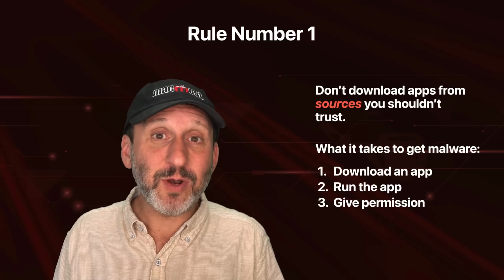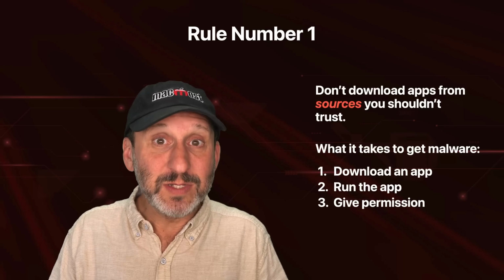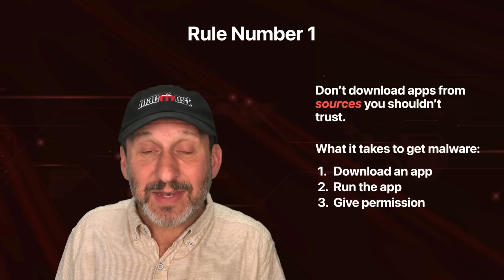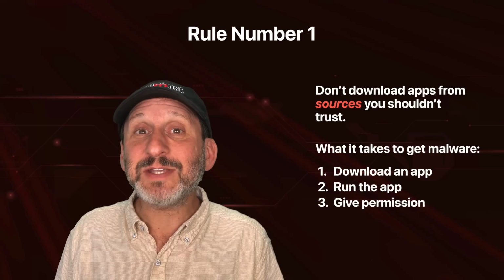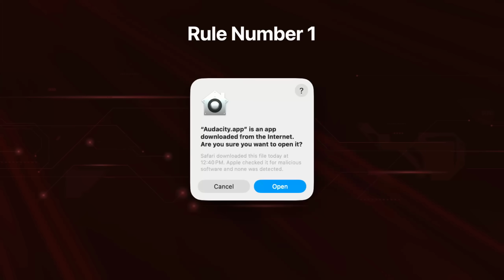To get malware on a Mac, you have to go through at least 3 steps. You've got to download that software, you've got to run it, and then you're going to get asked permission at that point, and you have to approve it. For instance, you may get a simple dialog like this that's asking you whether or not you want to run this app. This is a safety measure to get you to look at what you're doing before you complete that step.